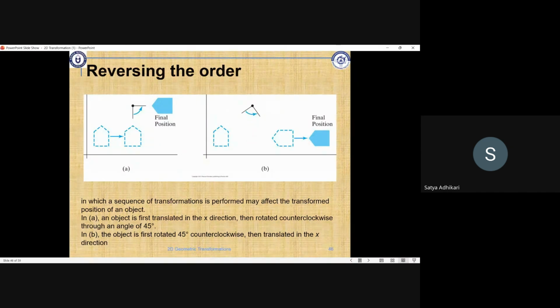It cannot be commutative. So you see, the final position of the two objects is different. If we change the order, here it is first translated then rotated. In the second row it is first rotated then translated. You will get a different result. So you can say here the successive transformation is not commutative.